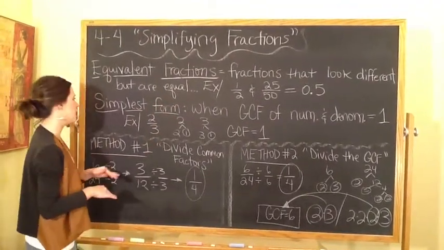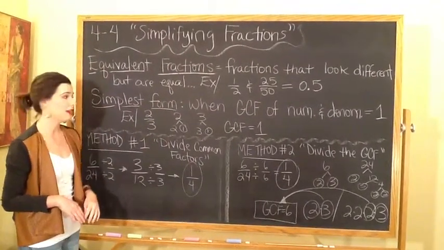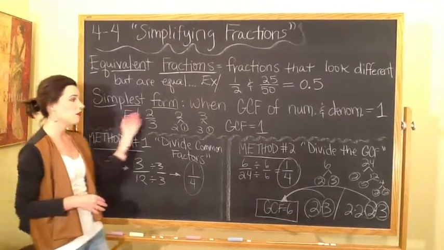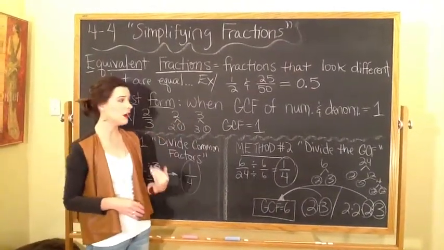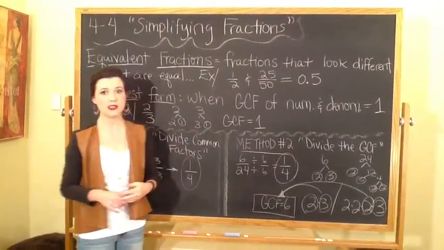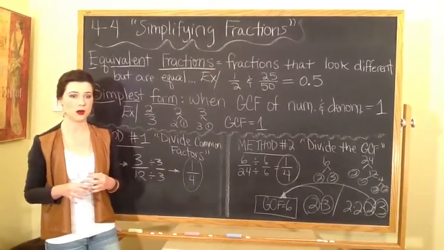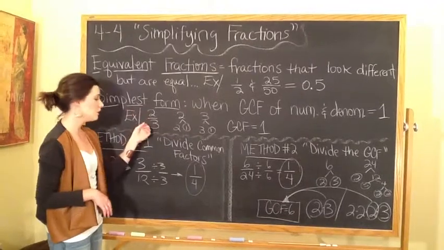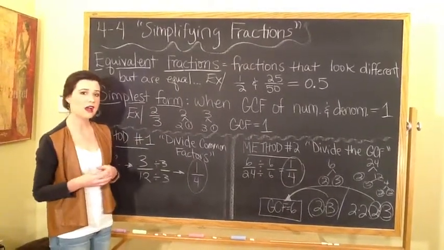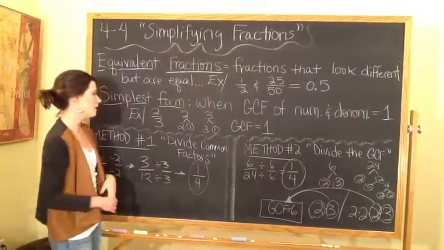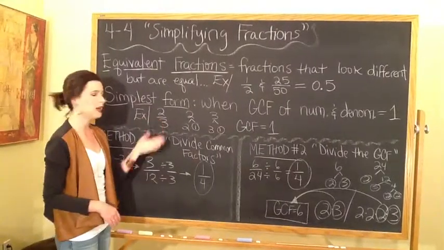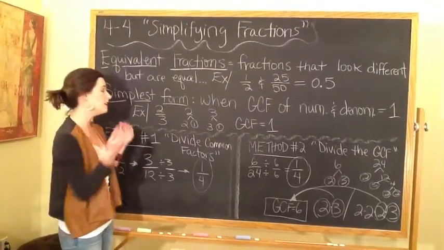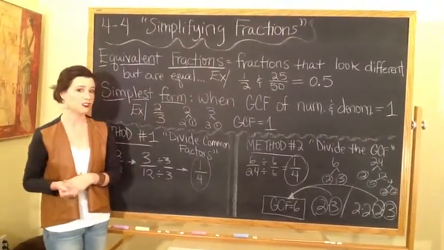So we're going to break it down. The simplest form of a fraction is when the greatest common factor of the numerator and the denominator is 1. So basically you can't break them down anymore. An example of a simplest form fraction would be 2/3 because the only factor they have in common is 1. Because 2 can't be broken down anymore and 3 can't be broken down anymore. So that is an example of a simplified fraction.